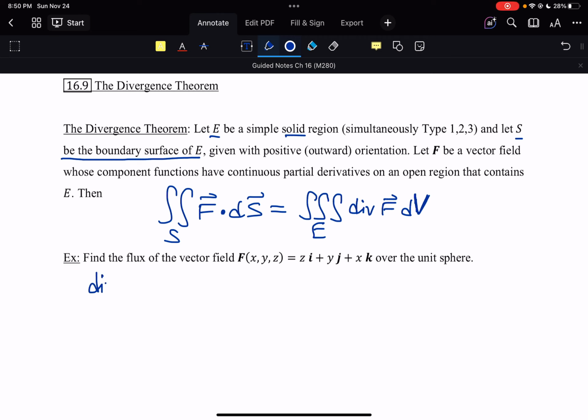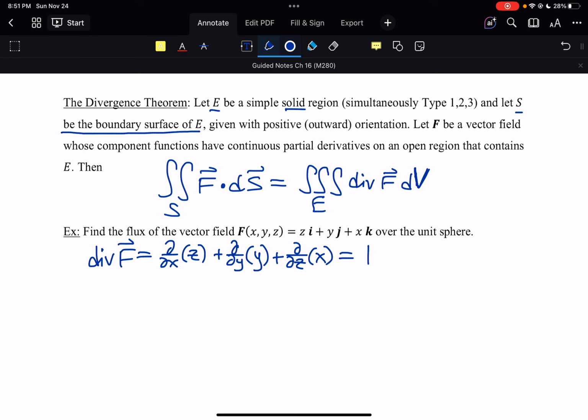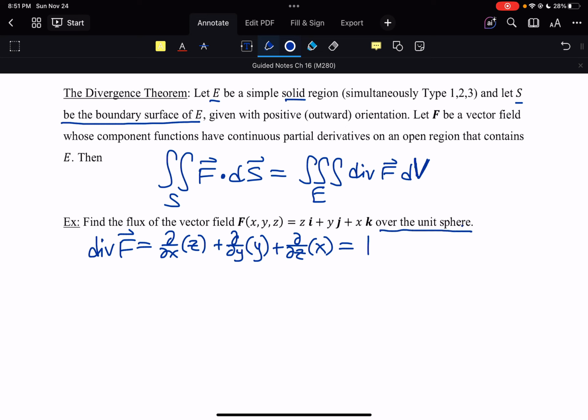If we take a look at the divergence of this vector field, that's the partial with respect to x of the first component, plus the partial with respect to y of the second, plus the partial with respect to z of the third. We get 0, 1, and 0, so that's just 1. We're evaluating the surface integral over the unit sphere. So if we're going to use the divergence theorem here, you can see why that might be advantageous because the divergence itself is just a constant in this problem.